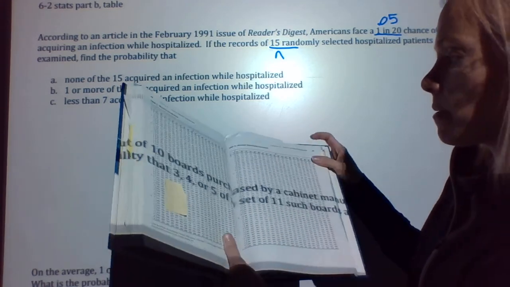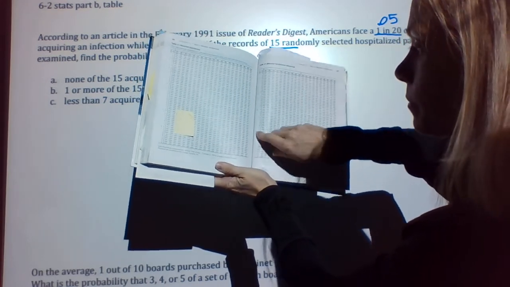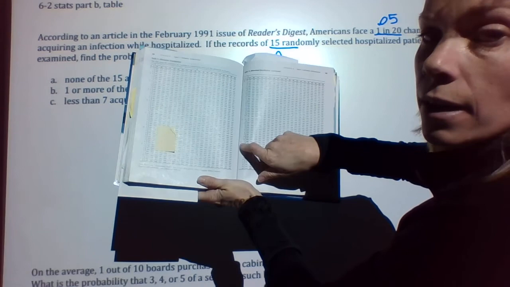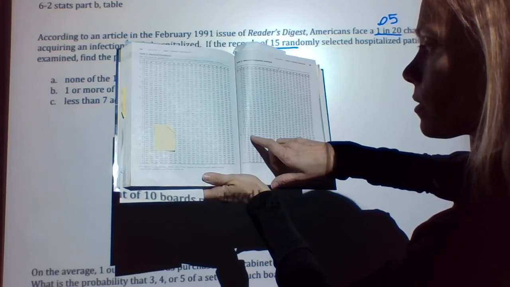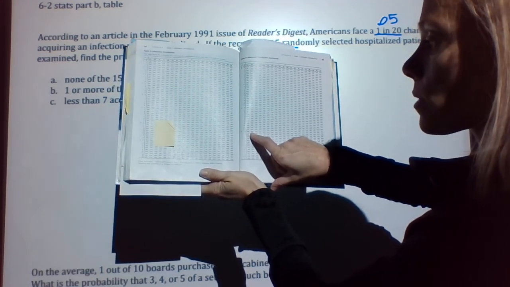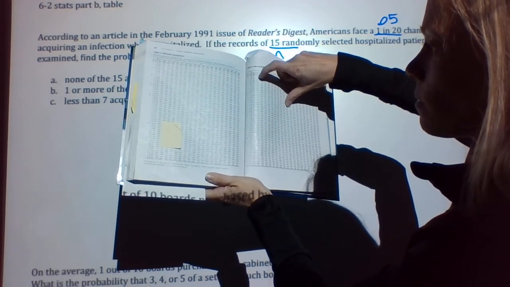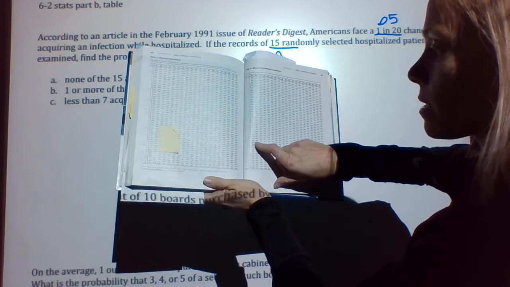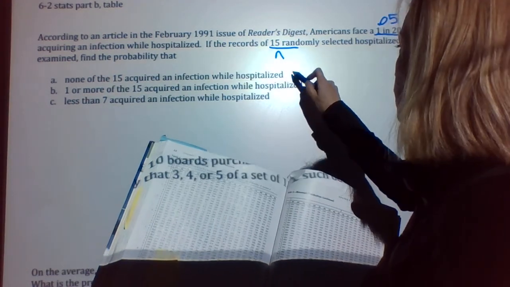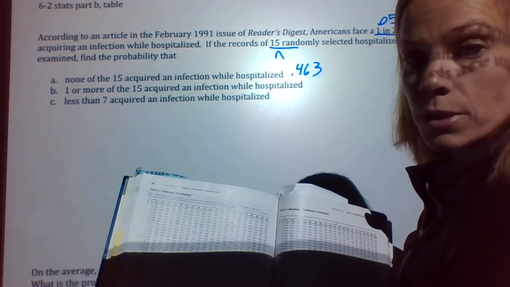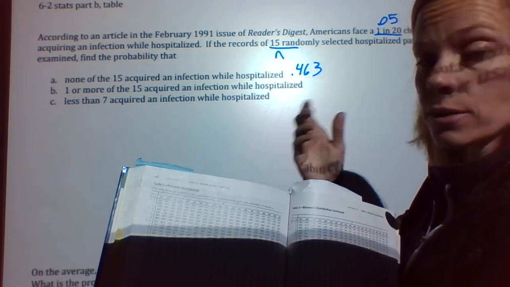So on my table here, I need to go to the second page and find 15. Here's 15, and I want 0 of 5%. So that would be 0.463. Everyone see where I'm at? 15. I need the 0, but I want the 0.05 column. So that'd be the second number over, 0.463. And that's my answer. I don't have to do the formula. I can just look these up. As long as I know my P and my N, my R, I can look them up.